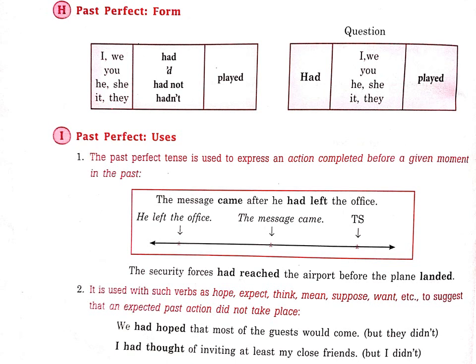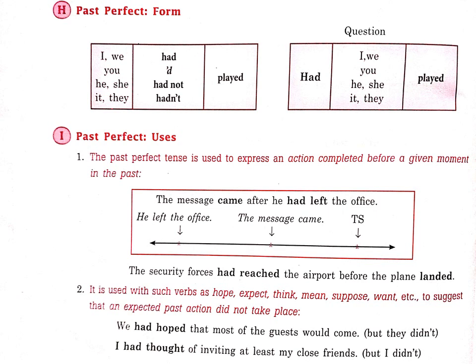Now let's see. We are at past perfect form. Past perfect tense we are doing, children. In past perfect, had is the helping verb, and again there will be the third form of the verb, like played. Subjects will remain the same, you can see this one. Now let's go to past perfect uses.